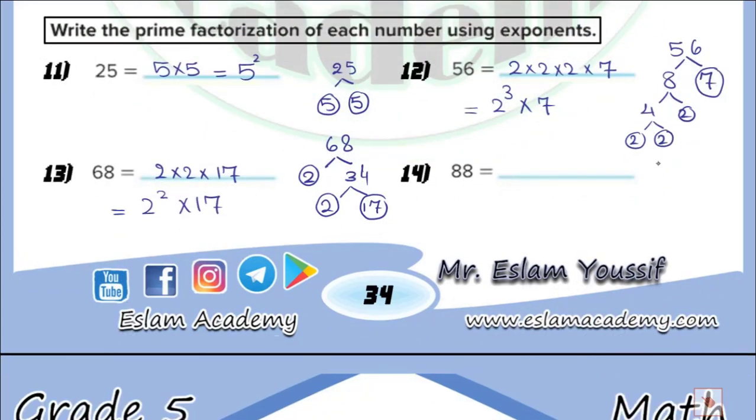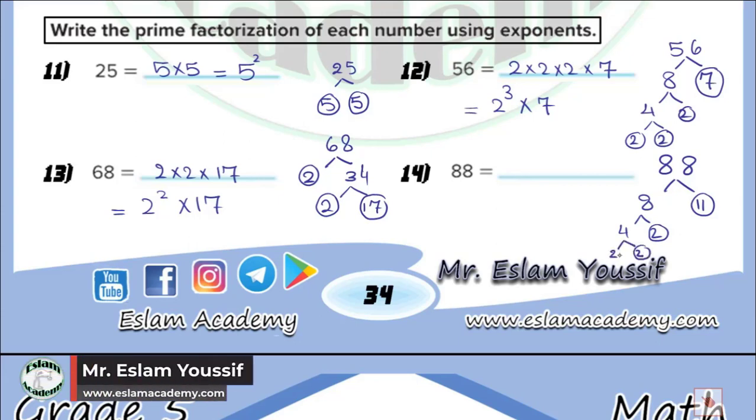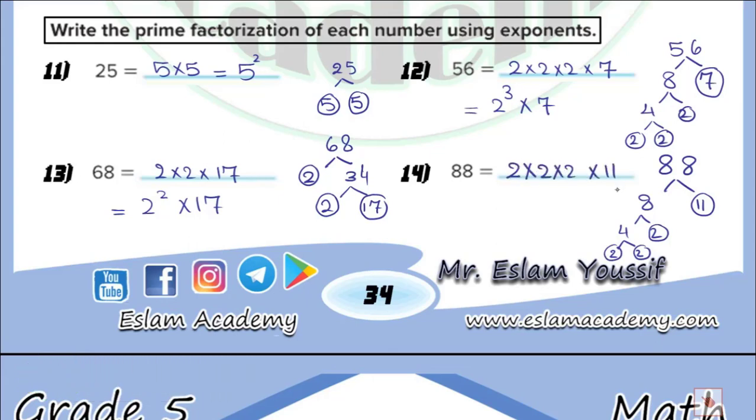In question 14, we have 88. 88 equals 8 multiplied by 11. 11 is a prime number. And 8 equals 4 multiplied by 2. 2 is a prime number. 4 equals 2 times 2, so we write it inside the circle. So 88 will be equal to 2 times 2 times 2 times 11. We just write the numbers inside the circle. Now 2 is repeated 3 times, so it will be 2 raised to the power 3 multiplied by 11. And that's how we can write the prime factorization of a number as an exponent.